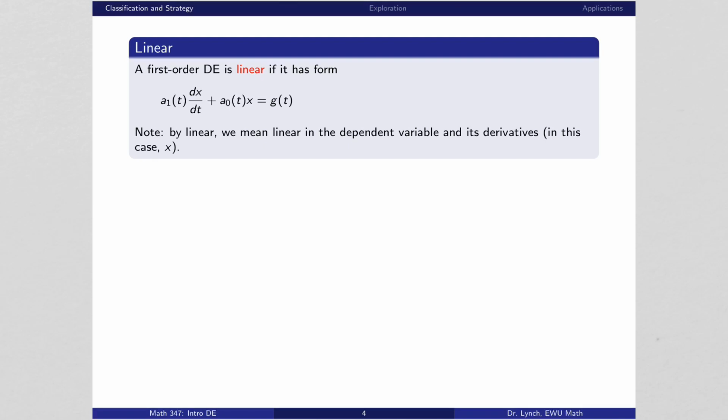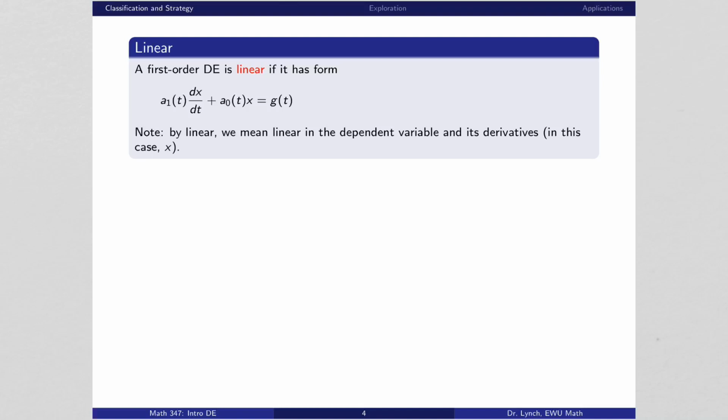Okay, so here is the definition of linear. A first order differential equation is called linear if it has the form a1 of t times dx/dt plus a naught of t times x equals g of t. So we agree here that this differential equation is first order, right? A differential equation is an equation involving one or more derivatives of some unknown function. In this case, that unknown function is x, and we see its first derivative. The new wrinkle here is linear.